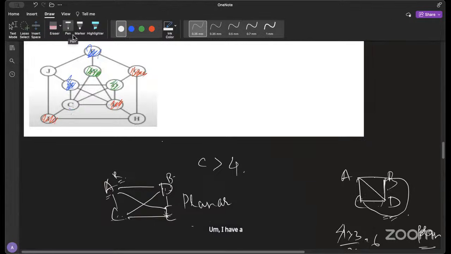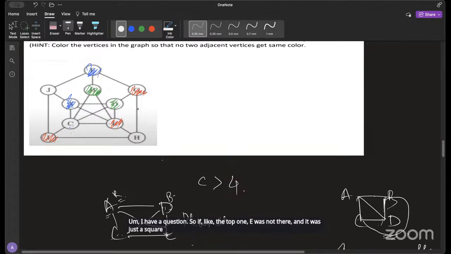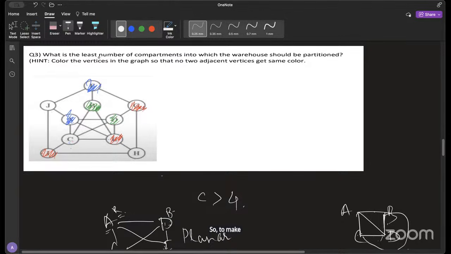I have a question. If the top one, F, was not there and it was just a square, the outer square, then these edges won't be here. So to make it planar, can we take the inner part outside?